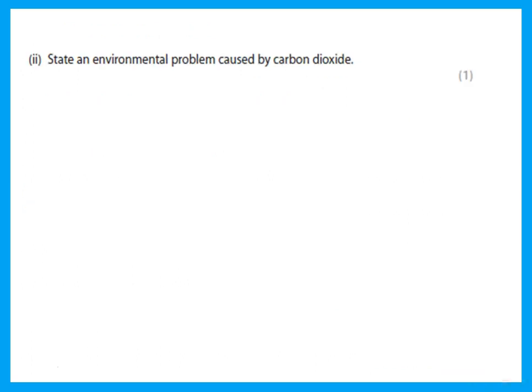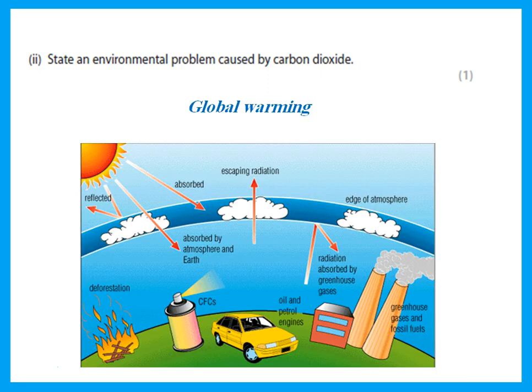Then he says, state an environmental problem caused by carbon dioxide. Carbon dioxide gas is one of the greenhouse gases. It causes global warming. Remember that. Carbon dioxide and methane help to trap the heat around the earth. So this causes a rise in the temperature of the earth. This is what we call a greenhouse effect or global warming.